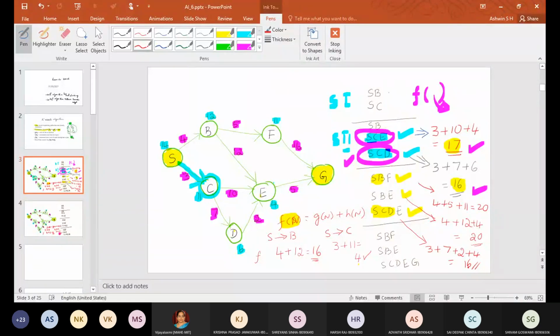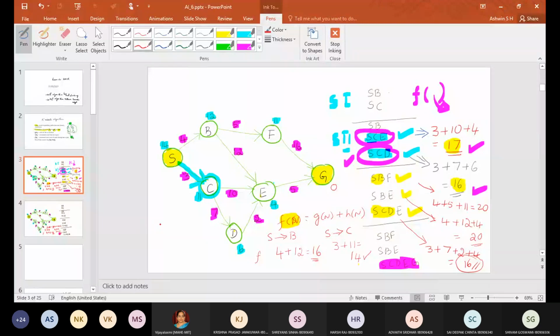Okay, now these 4 values we have, and if you compare them with the previous values also, 16 is the minimum value. So SCDE will be considered for the next step. After that, SCDE, of course, is the goal state. Here the heuristic value is not given; by default, the heuristic value of the goal state is 0.